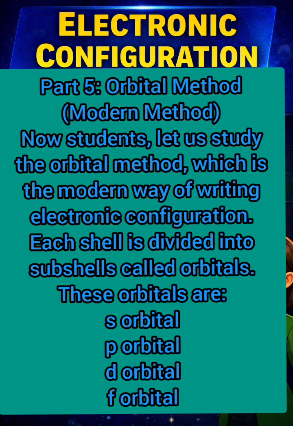Part 5, orbital method, modern method. Now, students, let us study the orbital method, which is the modern way of writing electronic configuration. Each shell is divided into subshells called orbitals. These orbitals are s orbital, p orbital, d orbital, f orbital.